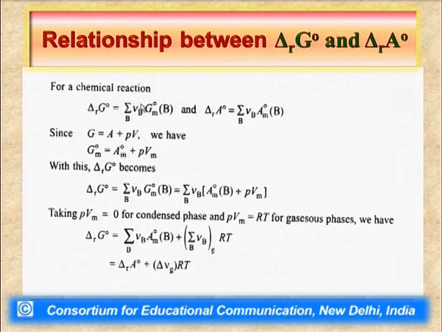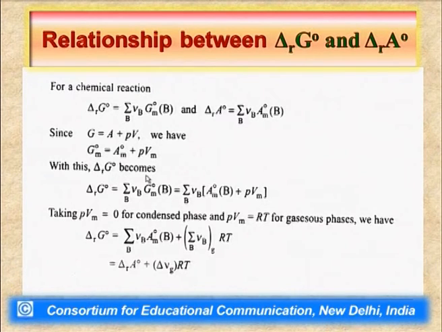as we all know, the standard reaction Gibbs free energy equals the summation of nu B times the standard molar Gibbs free energy of all the reactants and products, and the sign of nu takes care of being positive for products and negative for reactants. So, it becomes a finite change, and that is how delta R A equals the summation of nu B delta A m standard B. Now, G equal to A plus PV. So, therefore, G m standard equal to A m standard plus PV m.